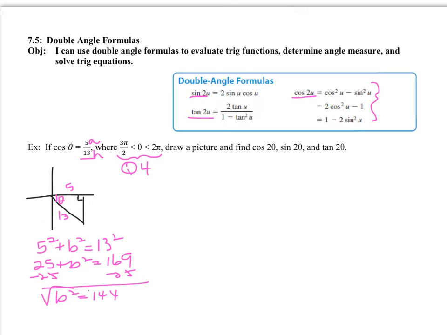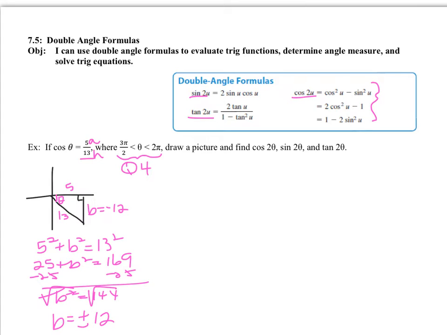And when we take the square root of each side, remember b could be positive 12 or it could be negative 12, and it just depends on the direction. Taking a look at our picture, if we went 5 to the right and we count down on the y-axis, our side length for b will equal negative 12. Once we know all three sides, we'll go ahead and determine our double angle solutions.